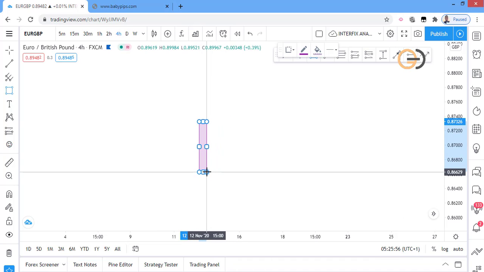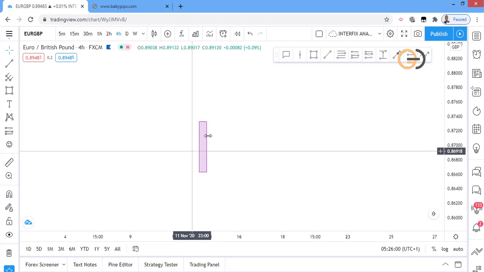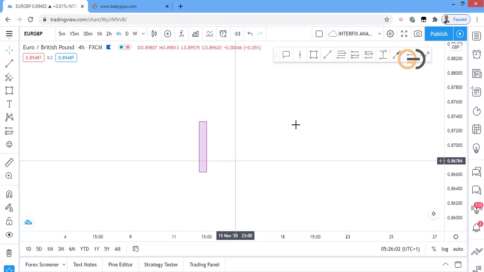So let's take a look at what we're talking about right now. Now this is the candlestick. This is the body of the candlestick.